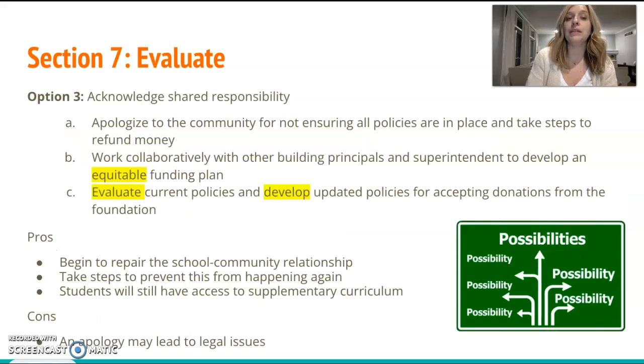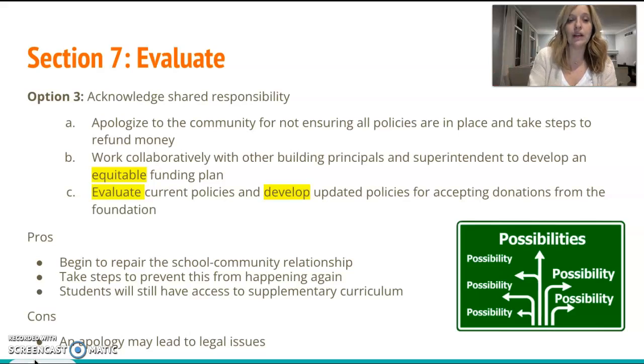Option three would be to acknowledge some shared responsibility, which means we would apologize to the community for not ensuring all policies are in place, and we would take steps to refund their money. The next thing we would do is work collaboratively with the other building principals and superintendent to develop an equitable funding plan, and then again, we would evaluate and develop updated policies.